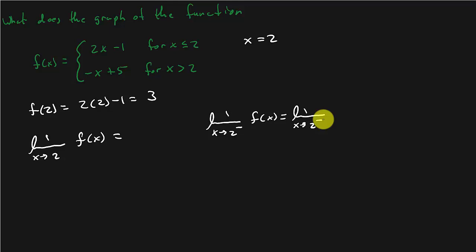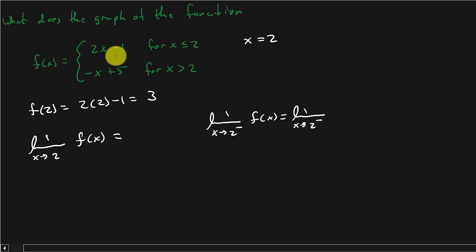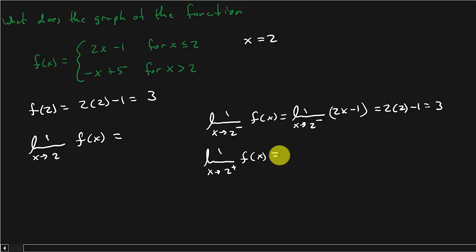So that means I would plug it into this part of the function. So f of x would be 2x minus 1, which is 2 times 2 minus 1, which equals 3. And then I have to do the limit as x approaches 2 from the right. Okay, so if I'm coming in from the right, that's values that are larger than 2, so that means I'm going to be using this one. So that's the limit as x approaches 2 from the right of negative x plus 5, which is negative 2 plus 5, which equals 3.